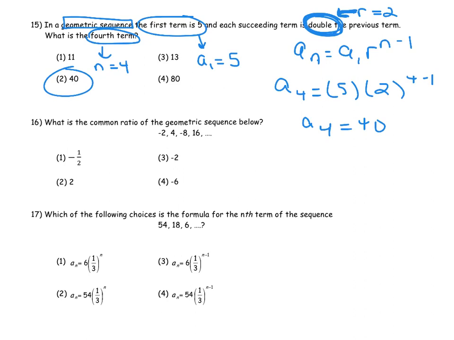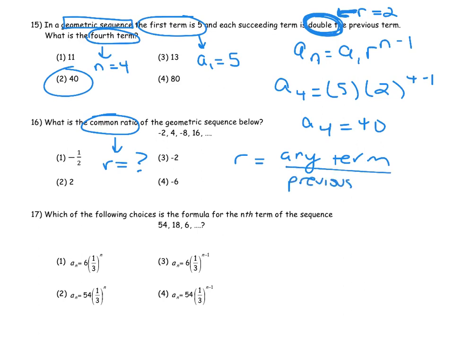Why don't you give number 16 a try? See if you can come up with the common ratio for this geometric sequence. What's r equal? Okay, so remember, we find r by taking any term and dividing it by the previous term. If I take 16 and divide it by the previous term of negative 8, 16 divided by negative 8 is negative 2. So there's my common ratio. Awesome.